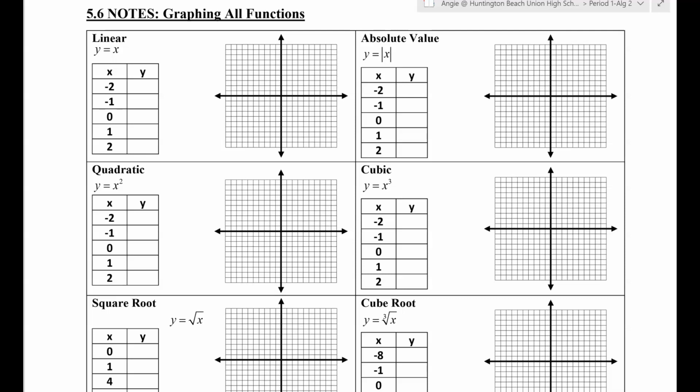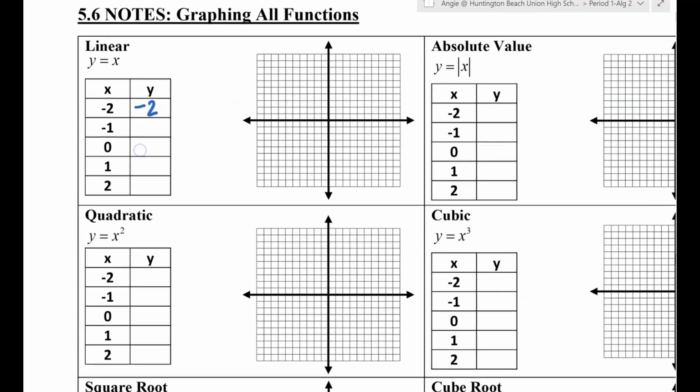Okay, so many of these are review from first semester as well. So let's start with the linear equation, y equals x. Because y is the same as x, whatever x is, y should always be exactly the same. So whatever the input is, the output is identical.